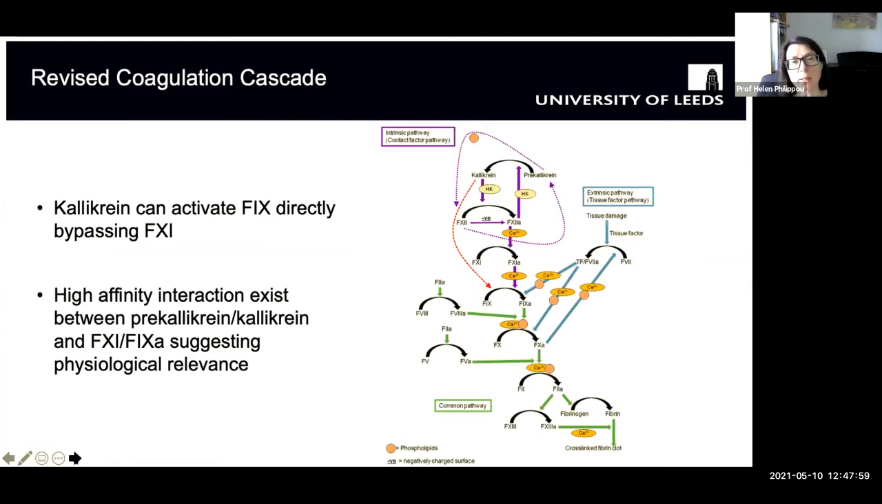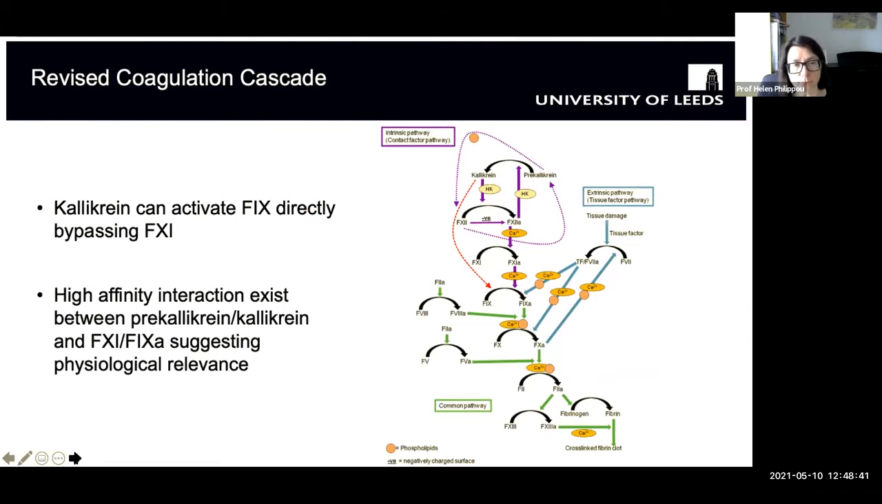So what this suggests is that kallikrein, and if you look at the red line, kallikrein can actually activate factor 9 directly. And we've gone on to do a lot more analysis that I won't take you into the details of now, and characterized this with kinetics, and actually shown that this kallikrein activation of factor 9 is likely to be physiological at physiological plasma levels of these proteins. So this suggests that kallikrein can do things that hadn't been appreciated before within the coagulation cascade.